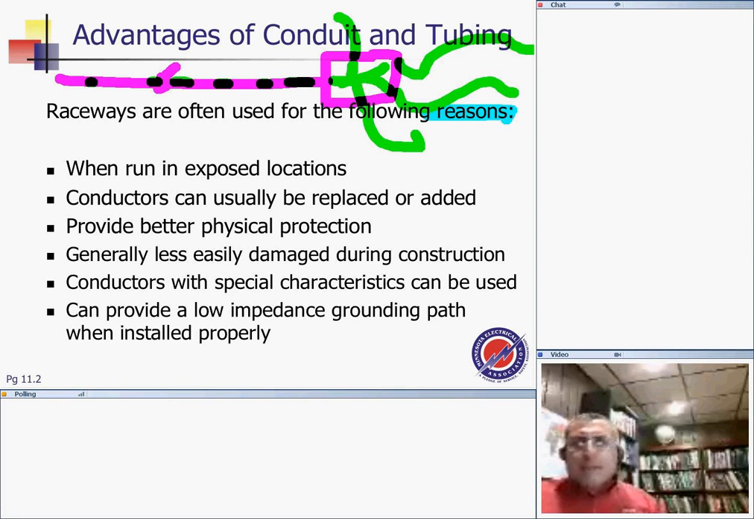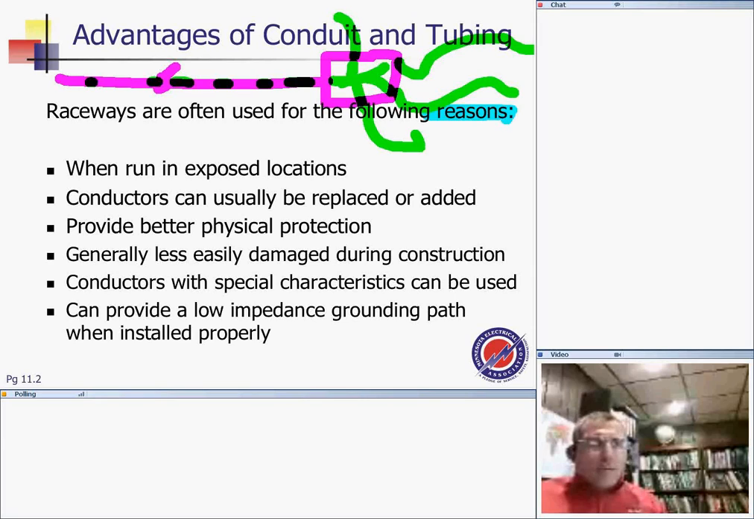So I always say, at least you need your home runs to be conduit, with an EMT or a PVC that's underground, all the way to the panel. And after that, you can use an AC cable or MC cable. Okay, advantages of using conduit.